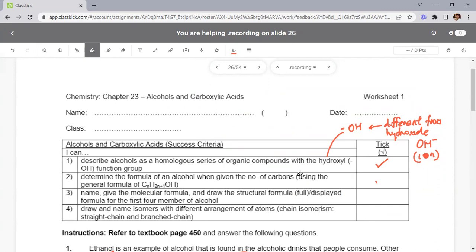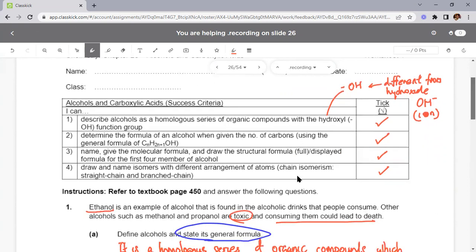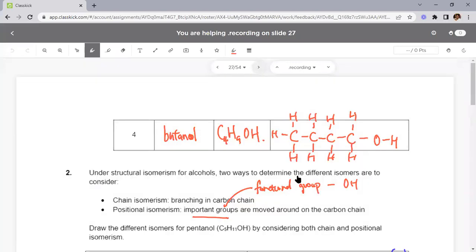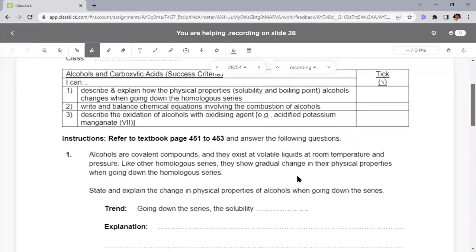We learn how to use the general formula. We learn how to look at the first four members of the alcohol group. And then later we actually did a little bit of isomerism, using chain isomerism and looking at functional group isomerism. So that's what we did in worksheet one. We're going to look at worksheet two next.